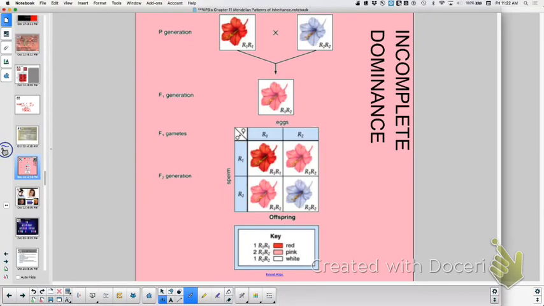Okay? So on incomplete dominance, did I give you the notes yet? When a heterozygote has an intermediate phenotype between that of either homozygote. Example: red flower, white flower, pink flower. In humans, hypercholesterolemia and cystic fibrosis.